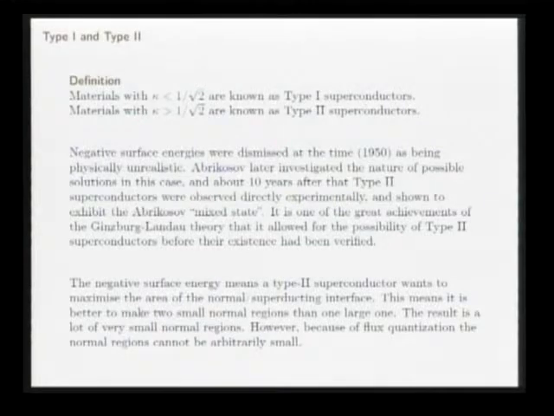And the physical situation must correspond to kappa being less than 1 over root 2. It turns out that that's not true. There are materials with kappa greater than 1 over root 2, and they do indeed have a negative surface energy for a normal superconducting transition region.